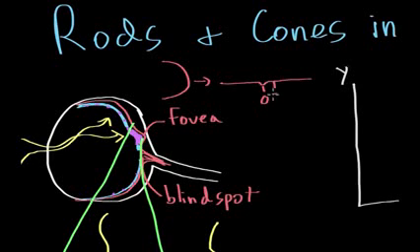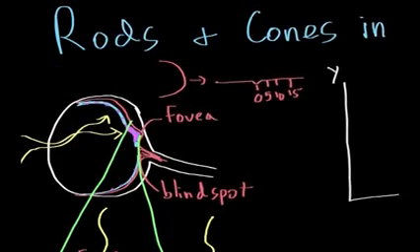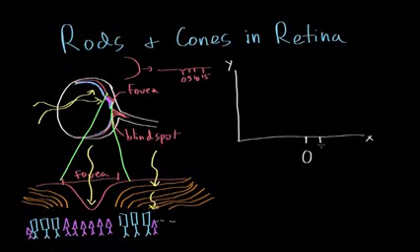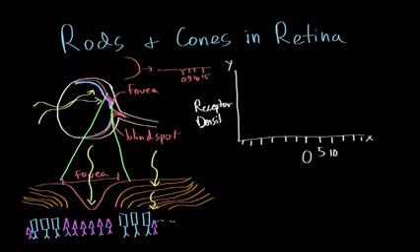And then you can move away, so this could be 5 degrees away from the fovea, this could be 10 degrees away from the fovea, this is 15, and so on both ends. So this is going to be 5 degrees away from the fovea, this is 10 degrees, and so on. And we're going to have the same thing on the other side of the fovea as well. So now on the y-axis, what we're going to have is receptor density. So this is the number of receptors found in the retina. So over here we have a low receptor density, and over here we have a high receptor density.